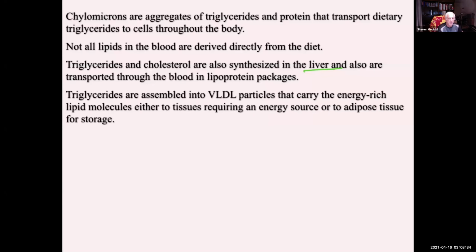Triglycerides are assembled into very low density lipoprotein particles that carry the energy-rich lipid molecules to tissues requiring energy or to adipose tissues for storage. So triglycerides is how we store our glucose, how we store our molecules, right? We store energy, our phosphate bonds. Okay, they go to the very low density lipoproteins. They carry these to other tissues that need energy, and they can deposit our triglycerides there because that is our energy source. We break those apart to form energy back again. Or if we don't need the energy, then it goes into fat tissue where we have it for storage so we can break it down later.